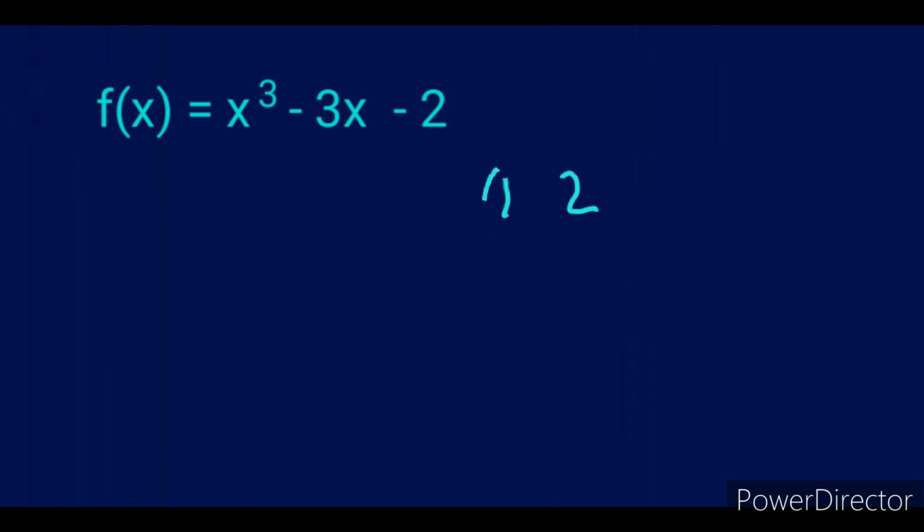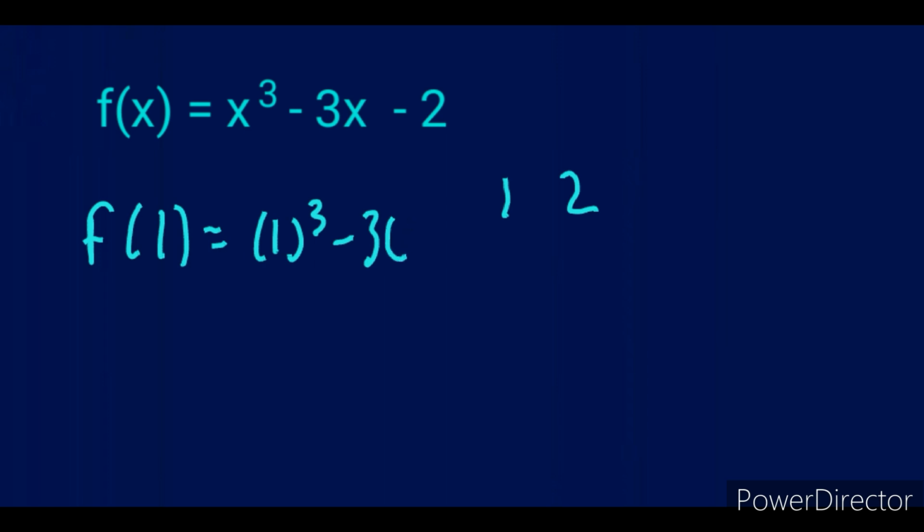So let's start with 1. If we substitute 1, we're going to have f of 1. So f of 1 is going to be 1 cubed minus 3 into 1 minus 2. So let's check what this is going to give us. This is going to give us negative 4. So f of 1 is not a factor.